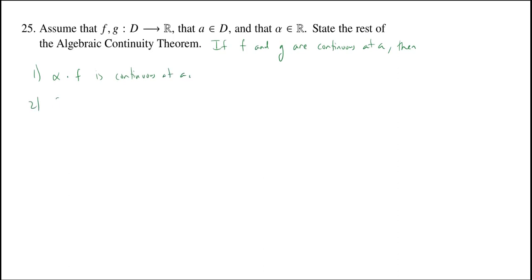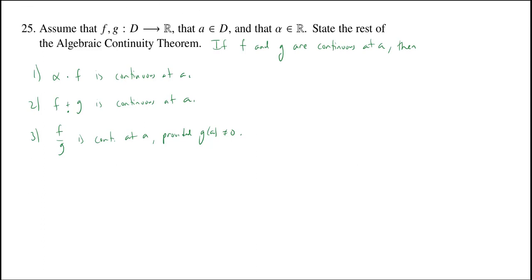The second one, let's say I add the two functions f and g together, or multiply the two functions f and g together, either one of these will still be continuous at a. Again, assuming that f and g were to begin with. Finally, if I take the quotient of f and g, this is going to be continuous at a, but only if g of a is non-zero. So this is continuous at a, provided g of a does not equal 0. All right, so there's our algebraic continuity theorem.